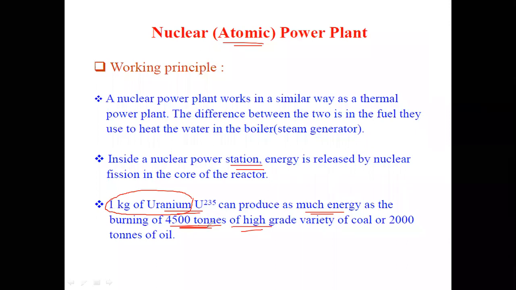In the thermal power plant, 4,500 tons of high grade coal is required. 1 ton means 1000 kg, that is 4,500 times 10 to the power of 3 kg. This much fuel is required in the thermal power plant. Suppose we are using oil, then 2000 tons of oil is required to generate the same quantity of power.